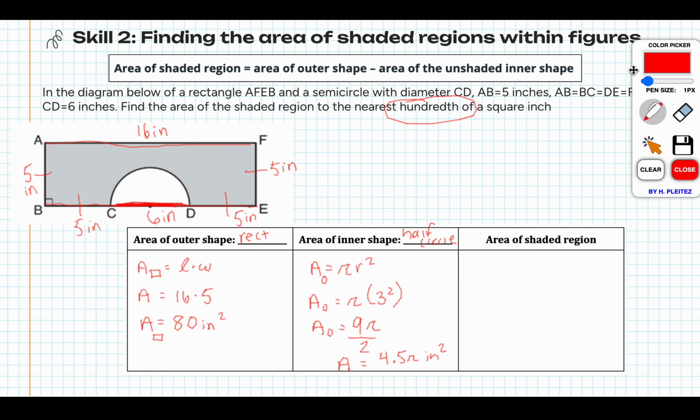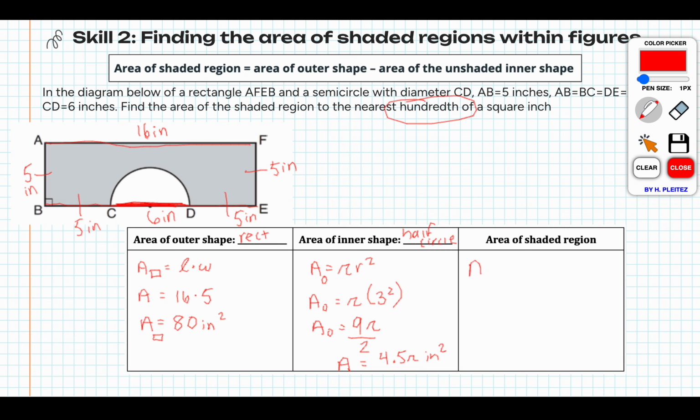So what we need to do to find the shaded region is we subtract. So we have to do the area of our rectangle minus the area of our semicircle, and that is going to be 80 minus 4.5 pi.